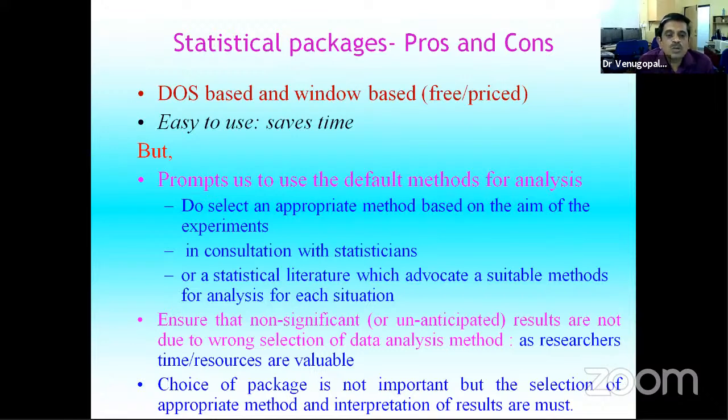So what is the remedy? One has to select an appropriate method based on the aim of the experiment. Either one can consult a statistician or we can see the statistical literature which advocates a suitable method for analysis of each situation. Suppose our traits follow a nominal scale or ordinal scale, what should be the methodology to be used? So what in a nutshell I want to say is, ensure that non-significant or unanticipated results are not due to wrong selection of data analysis method, because your time as a researcher, whether in field or lab, is very, very precious. The choice of package is not important, but the selection of appropriate method and interpretation of results are a must.